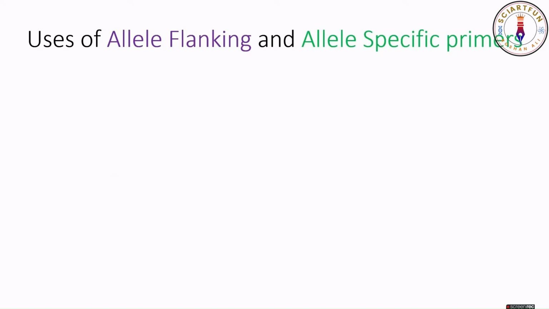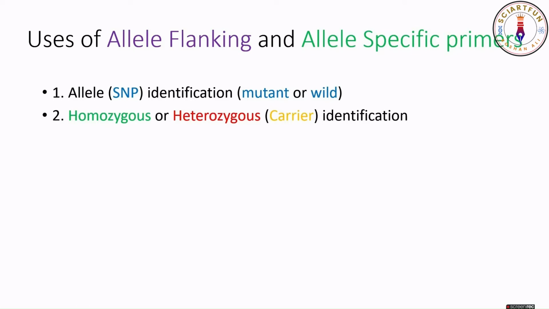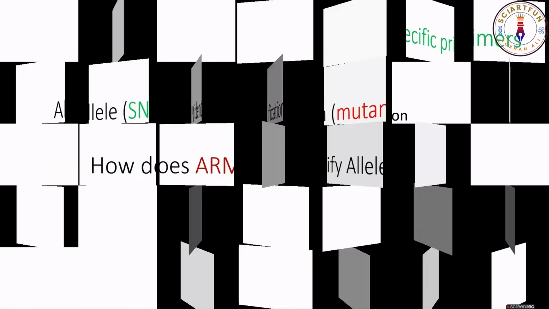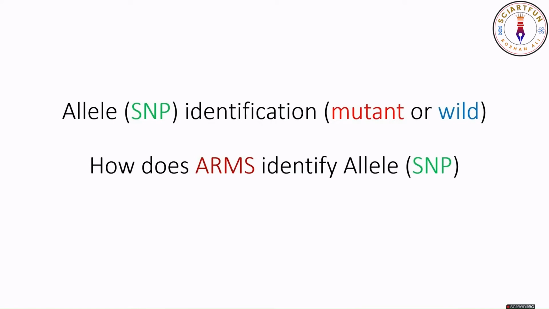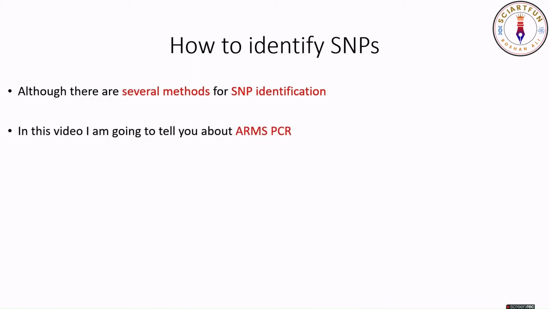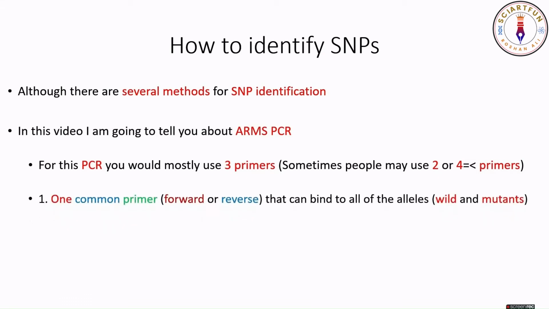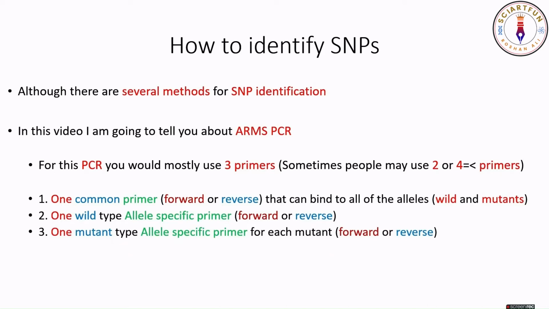The three main uses are the identification of mutant or wild-type allele, identification of a nucleotide at a specific position of a sequence, and identification of homozygosity or heterozygosity. Although there are several methods for SNP identification, in this video I am going to tell you about the use of ARMS PCR. For this PCR you would mostly require 3 primers: 1 common primer, 1 wild-type allele-specific primer, and 1 mutant-type allele-specific primer for each allele.